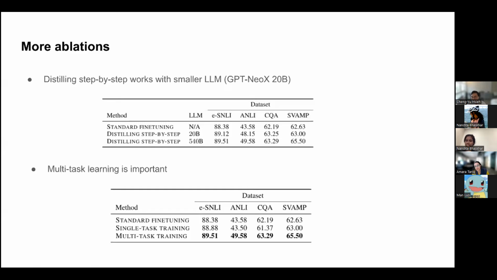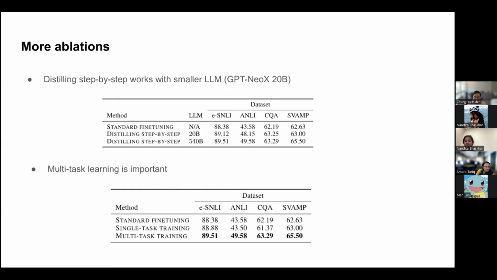Another ablation study validates whether the multi-task learning design is really important. Recall that in incorporating the rationale, we treat rationale prediction and label prediction as separate tasks and train the small model in a multi-task fashion. But another straightforward way to incorporate the rationale as output supervision is to simply train the model to predict the rationale and the label as a single sequence, which we refer to as single-task training.